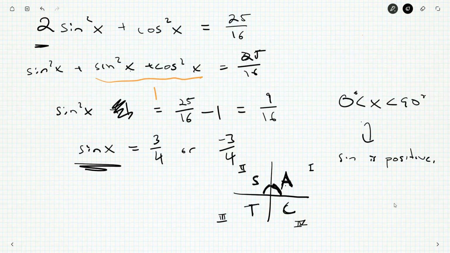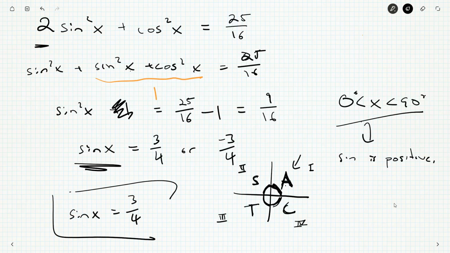So all 3 of sine, cos, and tangent will be positive if our angle is in the first quadrant. Only sine is going to be positive if we're in the second quadrant. Only tan will be positive if we're in the third quadrant. And only cosine will be positive if our angle takes us to the fourth quadrant. But 0 to 90, that's definitely here, so sine has to be positive. So sine x, it's not going to be negative 3/4, it's just going to be 3/4.